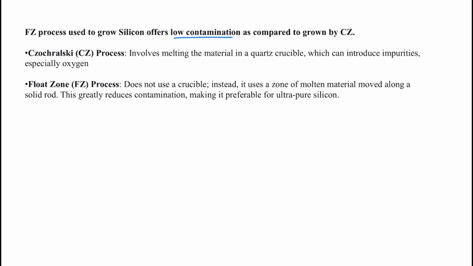The CZ process involves melting the material in a quartz crucible, which can introduce impurities, especially oxygen. The FZ process does not use a crucible; instead it uses a zone of melting material moved along the solid rod. It greatly reduces contamination, making it preferable for ultra pure silicon.